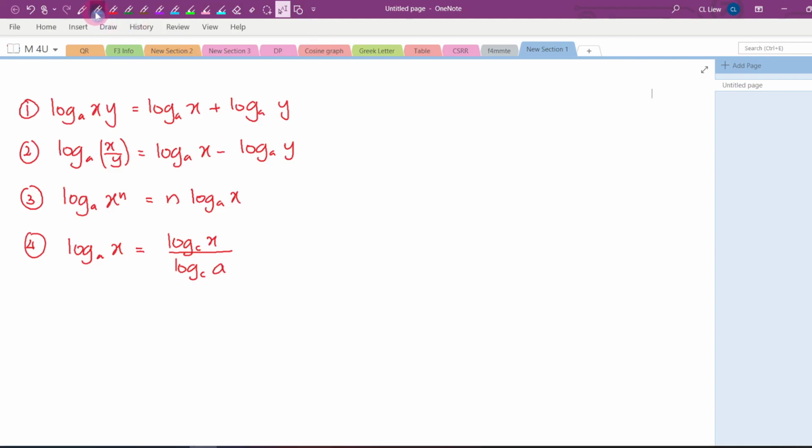Let's learn how do we prove these few log properties. Before I show you how to prove it, you need to understand this one first. 9 is equal to 3 power 2, right? 64 is equal to 4 power 3. Let's try one more. 32 is equal to 2 power 5. So these all are in index form.